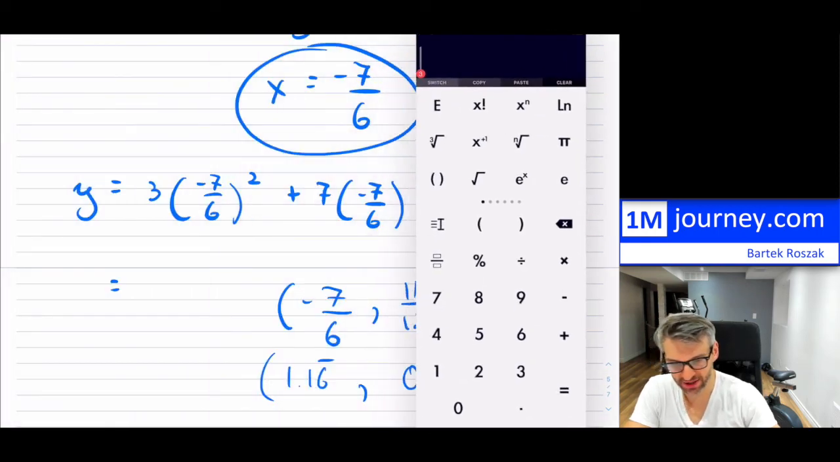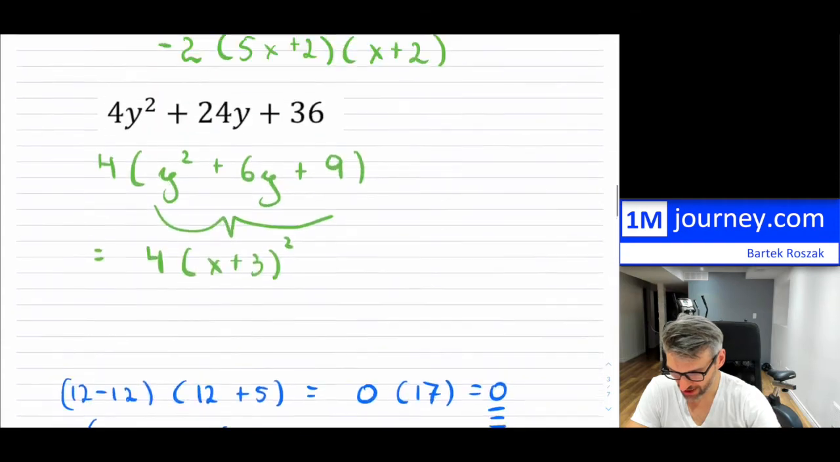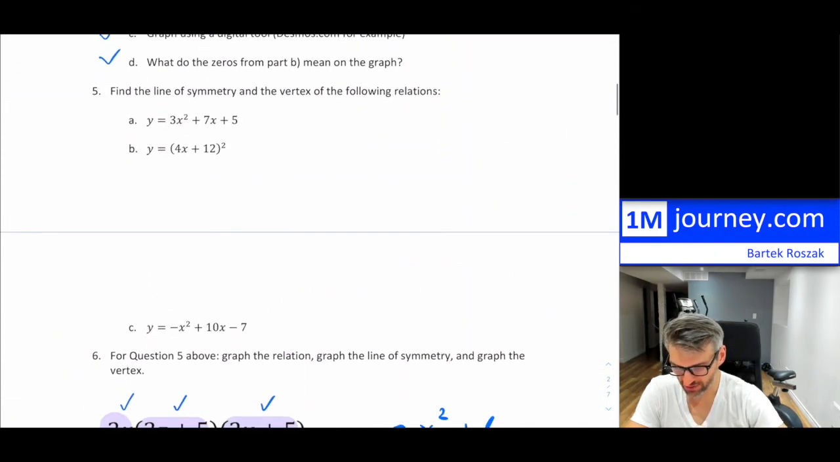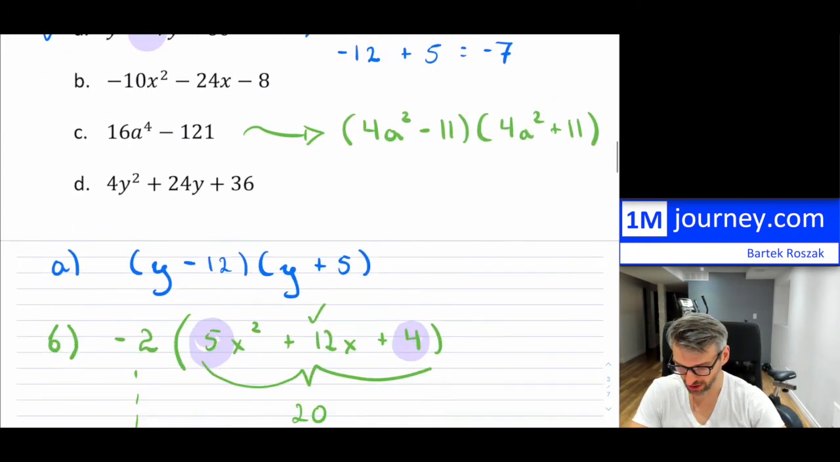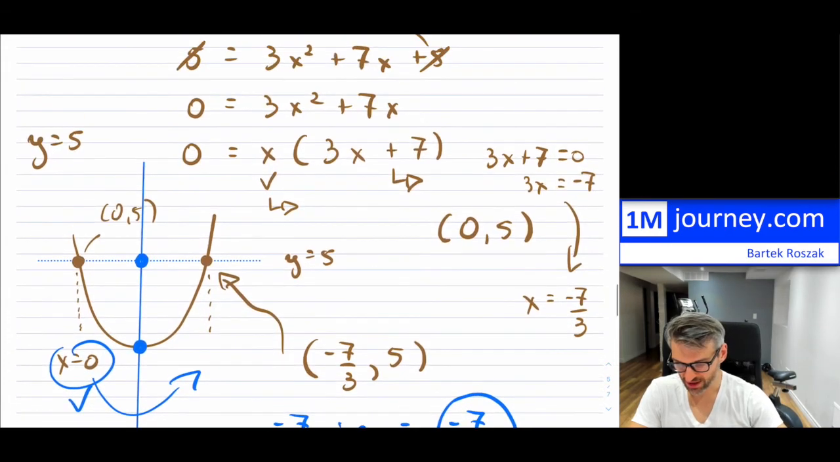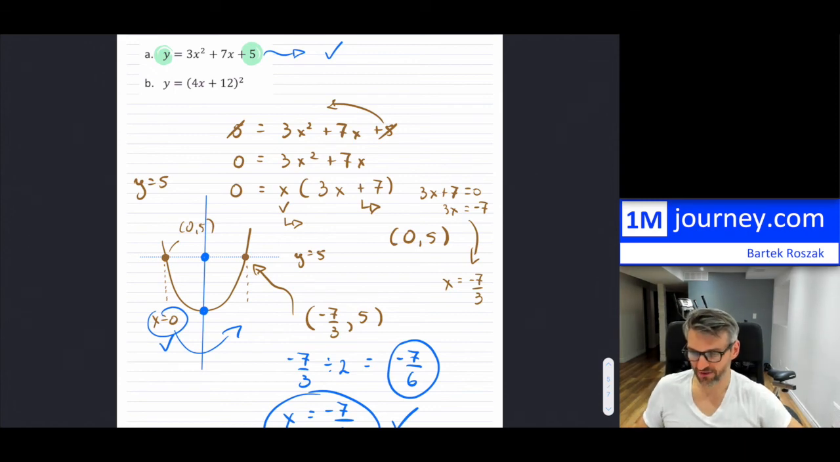All right, so that is the first one. And let me go back to this test question. For that test question, it says find the line of symmetry. Okay, so we found that. Now in question 6, it says graph the relation, then graph the line of symmetry, and graph the vertex. So that's neat. Let's do it for that first one that we just did. So let's graph this whole thing so that you can see it in action.